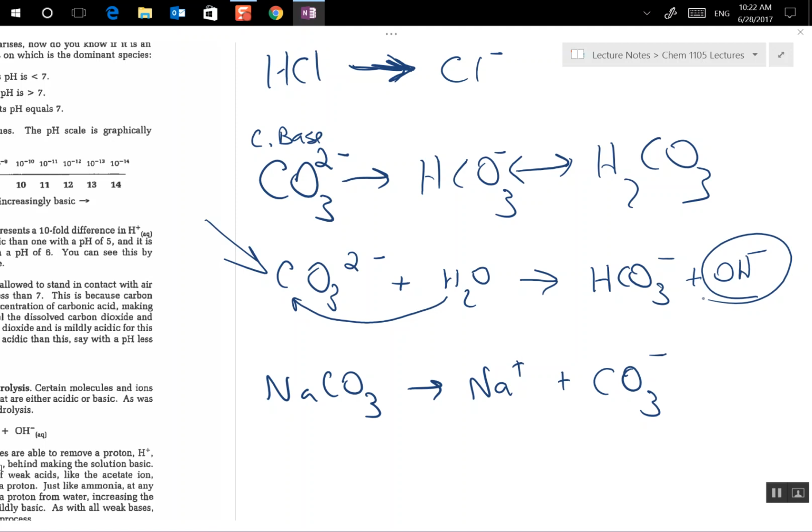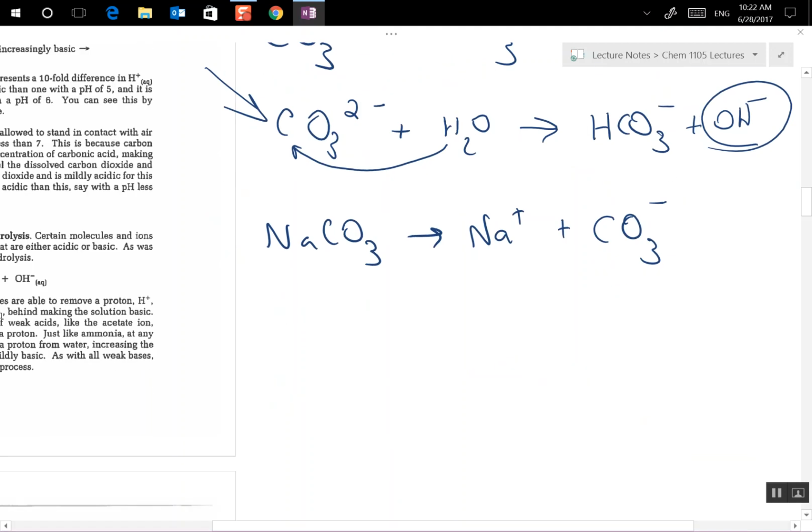Potassium acetate. Acetate is the conjugate base of acetic acid. So what does that mean about it? It's a conjugate what? Base. Which means that if you put it in solution, it will cause the solution to become basic. Okay? It will cause the solution to become basic. So this is the idea behind that one.